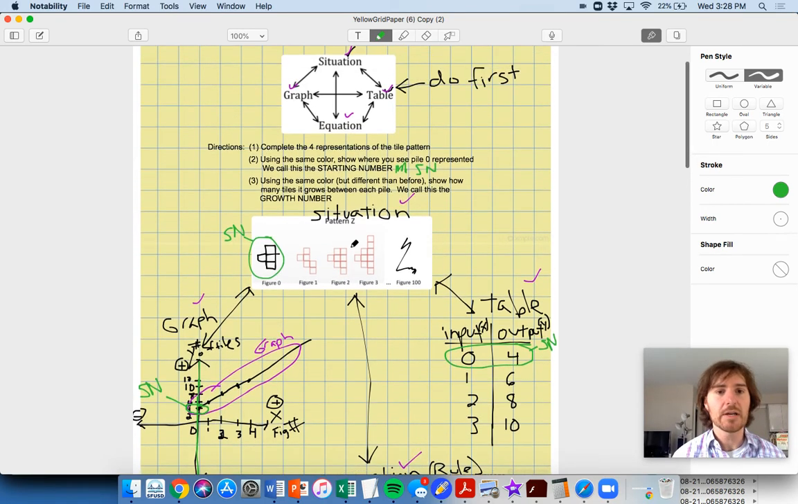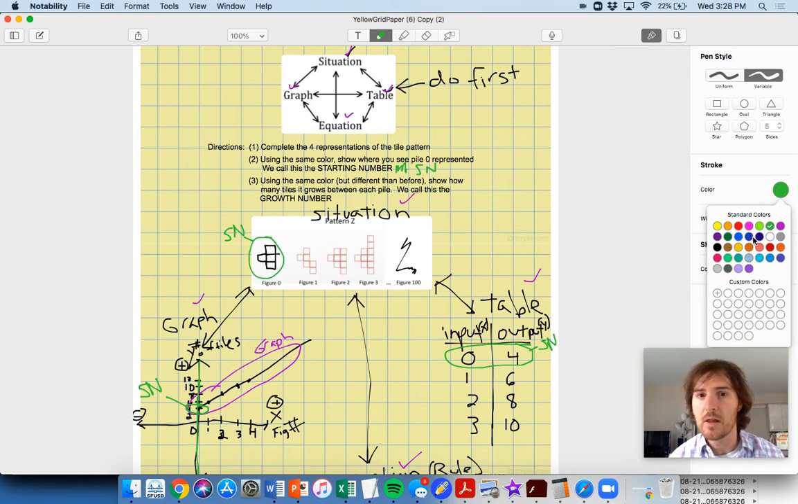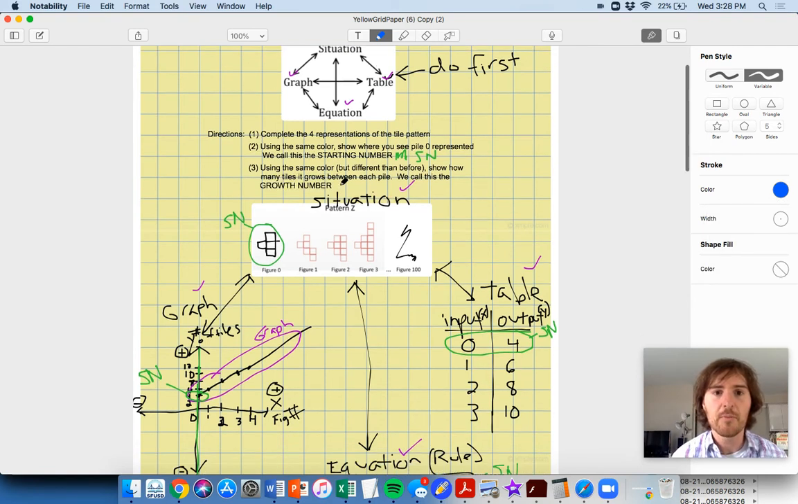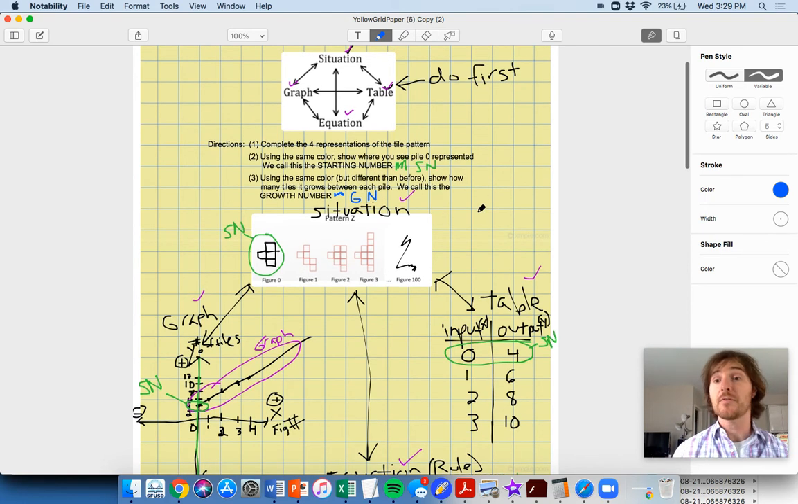All right, last one here. Growth number, my friends. Let's do this. What color are we doing? Haven't done blue yet, so let's do blue. All right, to get the growth number, I'm going to label that GN. And we can do this in every single situation. So let's go ahead and show this.